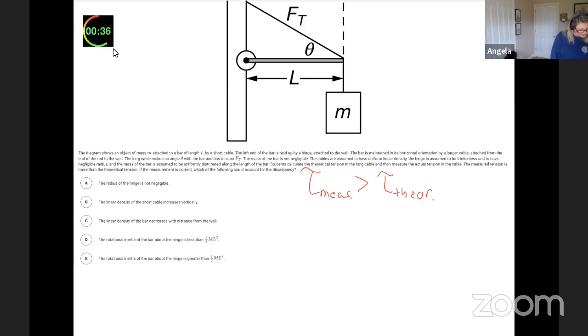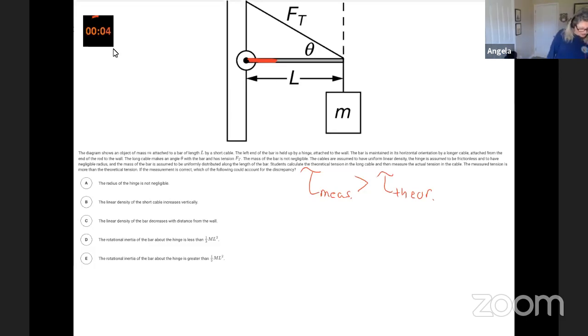The linear density of the bar decreases. So that means there would be more mass closer to the hinge. If there were more mass closer to the hinge, then it wouldn't take as much torque to prevent it from rotating. So we would measure less tension, not more. The rotational inertia of the bar about the hinge is less than... well, C and D are almost the same thing. If there's less rotational inertia, it doesn't need as much torque to prevent it from rotating, right? So you would measure less tension, but here we're measuring more.